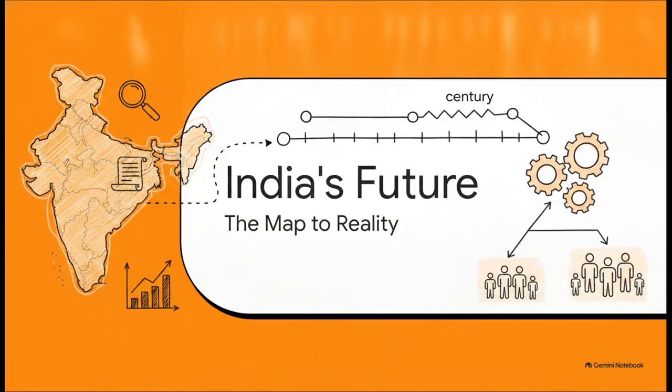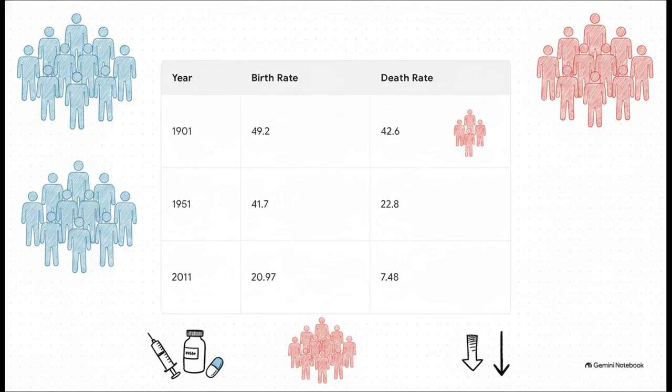Section 6. India's demographic future. The map to reality. So how does India's historical data map onto Cole and Hoover's theory? Let's look at the hard numbers. In 1901, deep in stage 1, the rates were nearly tied at around 49 births and 42 deaths per thousand. By 1951, India hit stage 2. Look at that death rate. It nearly halved to 22.8, but births stubbornly stayed high at 41.7. Then by 2011, the death rate plummeted down to a highly developed 7.48, while the birth rate was finally dropping, but still lagging behind at nearly 21.